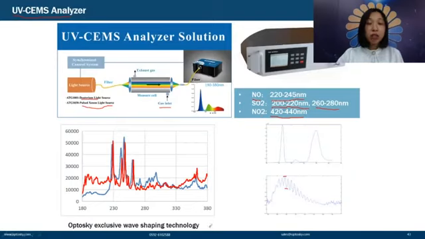Besides this, Optosky provides exclusive wave shaping technology. You can see this is the original spectrum. We can see in the UV range, the intensity is very low. After reshaping this, we can have a higher intensity, just like this one. So the wave shaping can make the shape look more elegant.